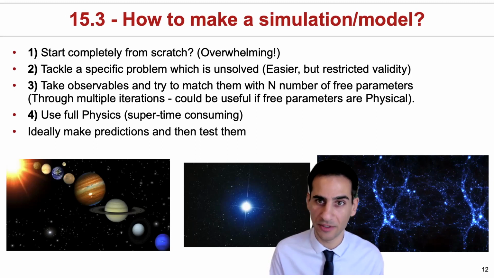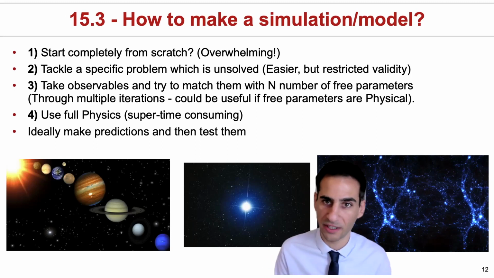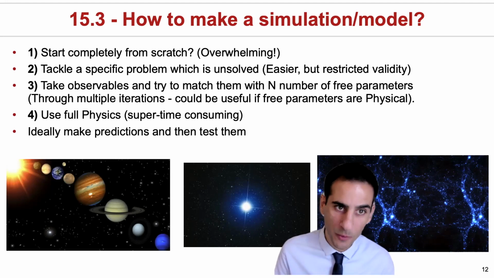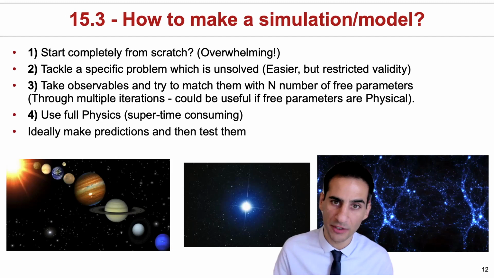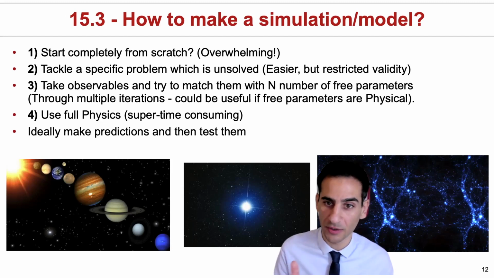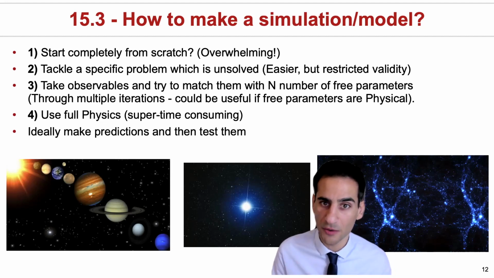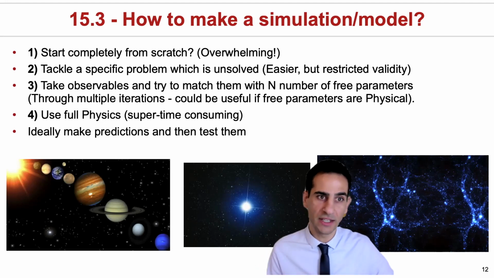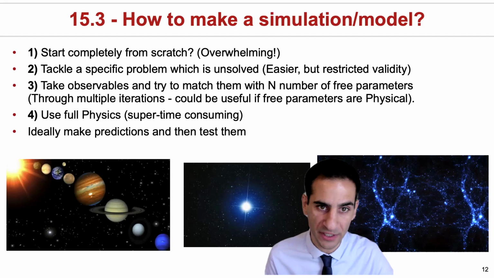You could, for example, just focus on how a specific kind of planet forms, a specific kind of star forms, or a specific kind of galaxy forms and evolves. Regardless of what you're doing and how you're doing it, typically you want to take some observables and try to match them with some free parameters, essentially to constrain your model and test how good it may be and also how useful it might be to learn real things about the universe. And perhaps you're really keen on using the full physics, which will be very, very time consuming.